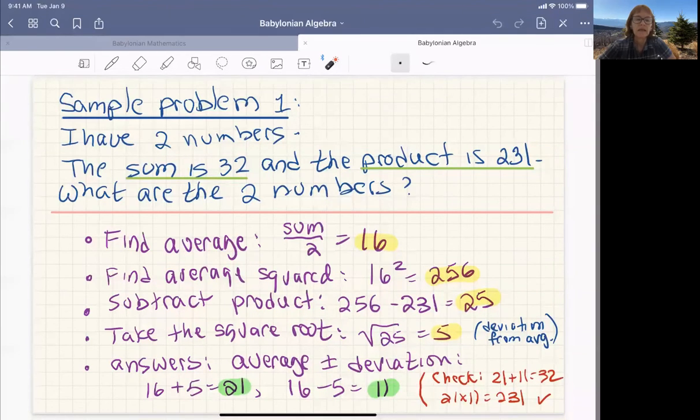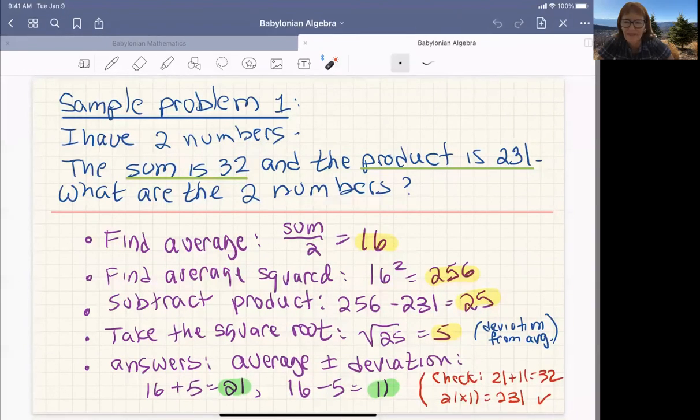Next, take that number and subtract the product. So remember that the product is 231. So you take the number from the previous step, subtract the product. So 256 minus 231 is 25. Then whatever number you got there, take the square root. So I take my 25, I take the square root of that number.